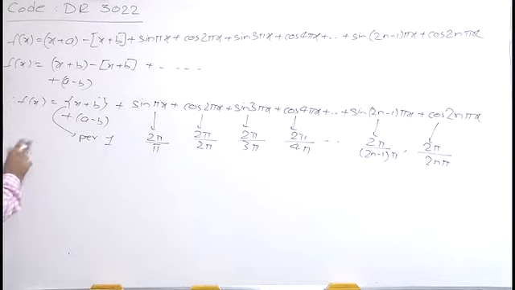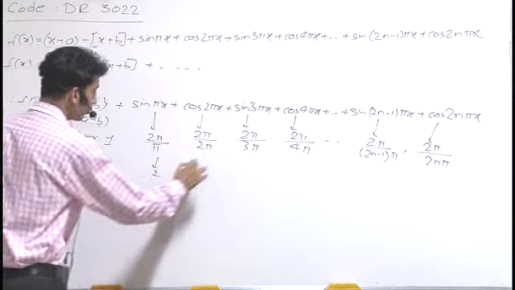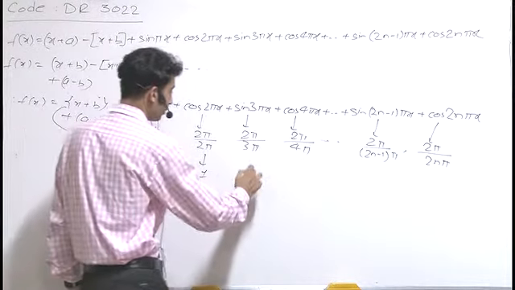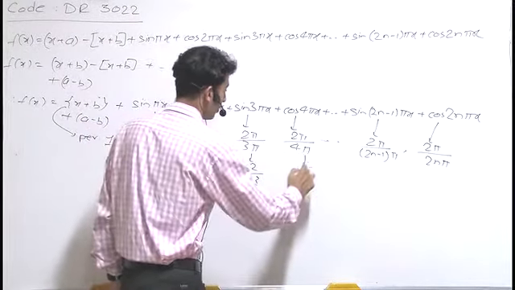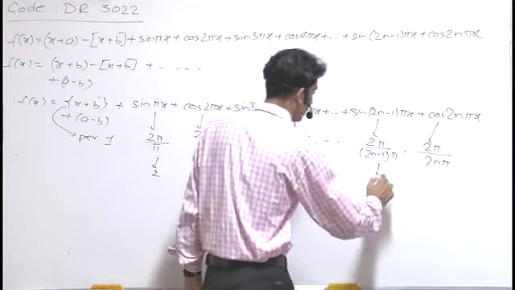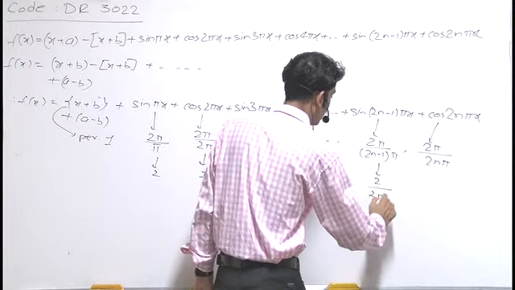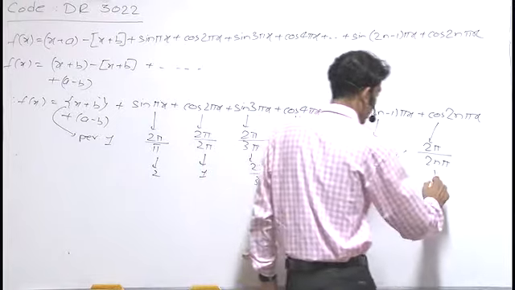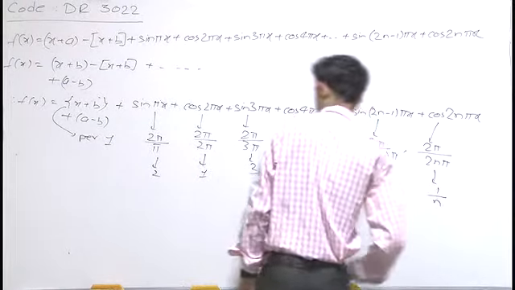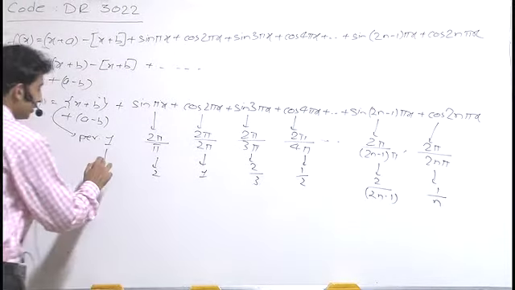So f(x) has periods that can be written as 2, 1, 2/3, 1/2, and 2/(2n-1), and this is 1/n. This is period 1.